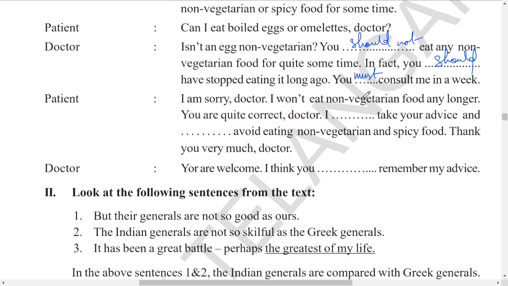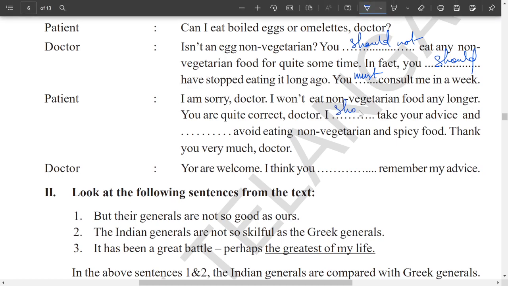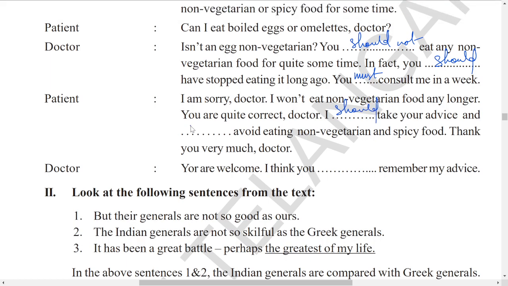Next, I am sorry, doctor, I won't eat non-vegetarian food any longer. You are quite correct, doctor. I dash take your advice. So here what can you use? I should take your advice, and I must avoid eating non-vegetarian spicy food. Thank you very much, doctor. Doctor: You're welcome. I think you dash remember my advice. I think you should remember my advice can be used.